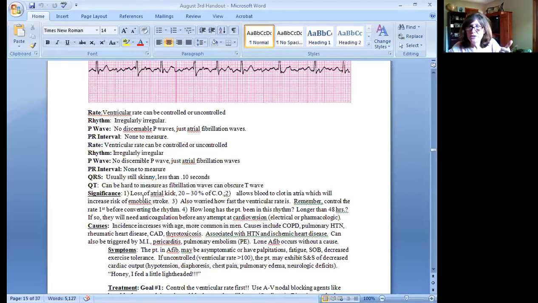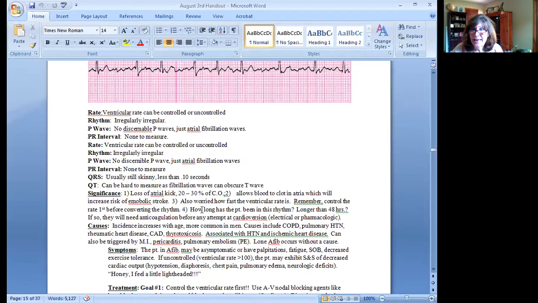So you lose your atrial kick, and formation of clots can lead to a stroke. As a daughter of a stroke patient, I'm here to tell you that changes everybody's lives. We want to prevent that at all costs. You also want to think about how fast the ventricular rate is. In this example, we're good. The rate's only 90.